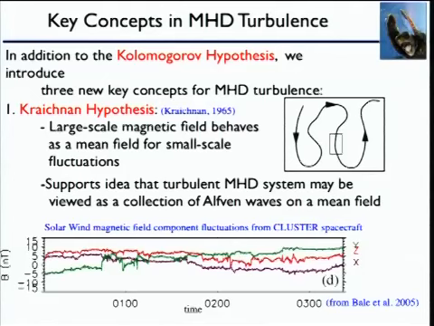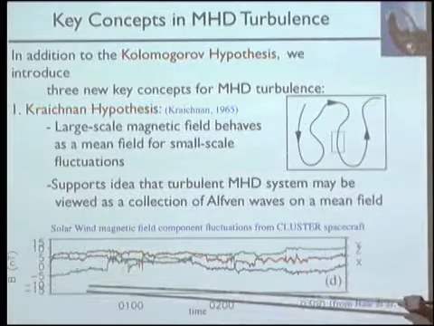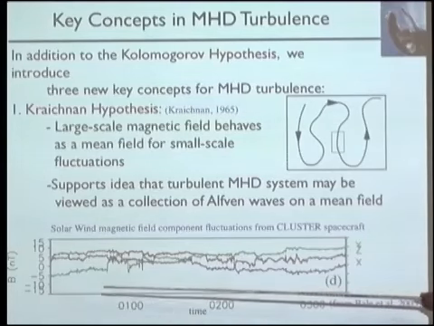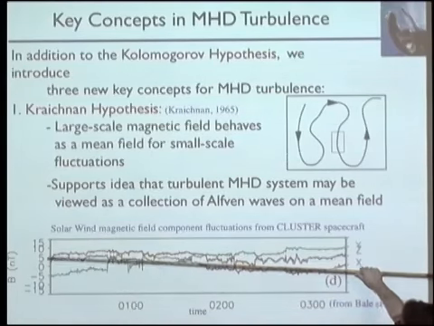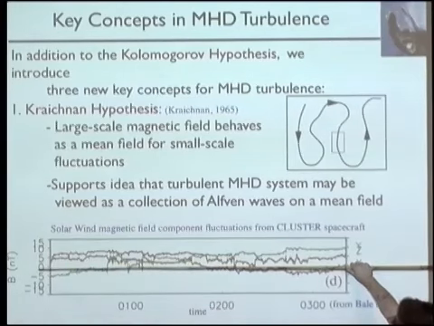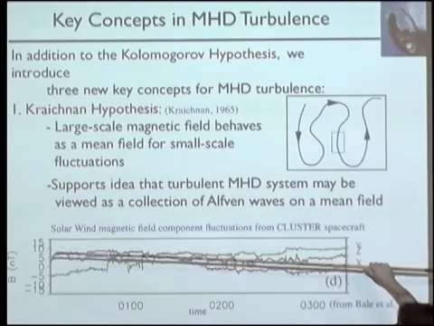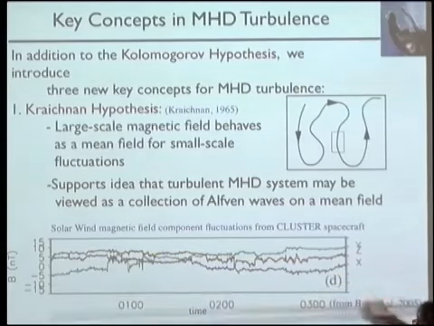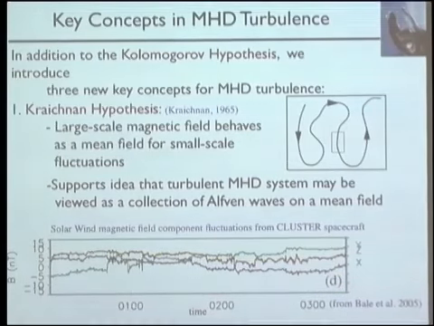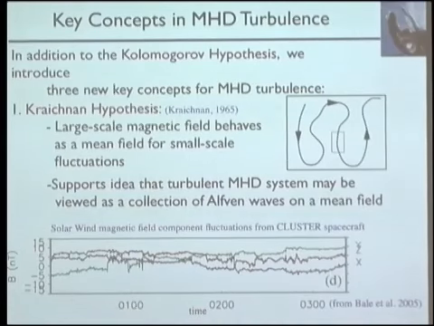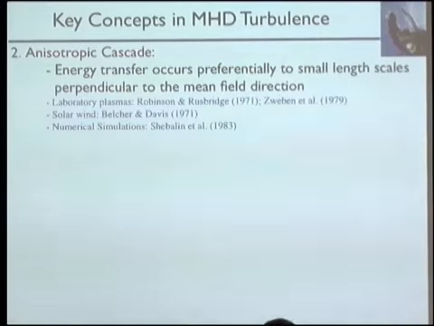So this is data from Stewart Bale, and the idea here is there are three components of the magnetic field versus time from Cluster measurements, and the mean field is well away from zero, and the fluctuations are small compared to the mean field. So as the spacecraft flies through, there is, on average, some background magnetic field with small scale fluctuations on it. And that's going to be important for us.